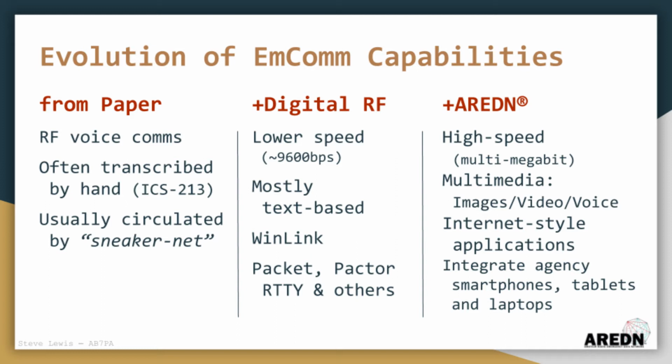When AREDN became available, it added several features which the served agency staff were already familiar with in their normal operations. These include the ability to transfer digital messages at relatively high speeds, for example in the multi-megabit range, as well as the capability for multimedia communication, such as voice, photos, and streaming video. It gave them the ability to use internet-style applications or programs, as well as to integrate their smartphones, tablets, and laptops into the EmComm network.